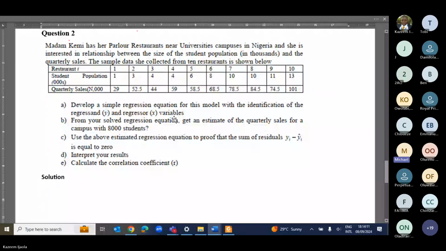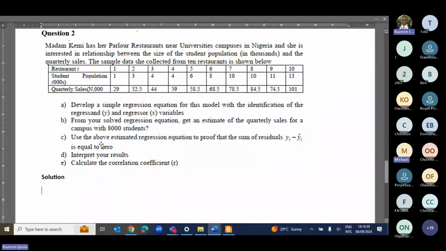So let's look at this now. Madam Kemi has a parlor restaurant near university campuses in Nigeria, and she is interested in the relationship between the size of the student population and the quarterly sales. The sample data she collected from 10 restaurants is shown below. Develop a simple regression equation for this model with the identification of the regressand y and regressor x variables. Then B, from your solved regression equation, get an estimate of the quarterly sales for a campus with 8,000 students.